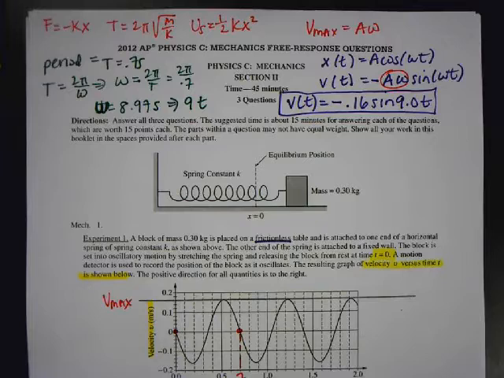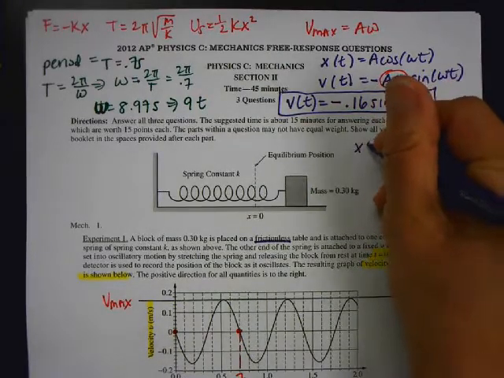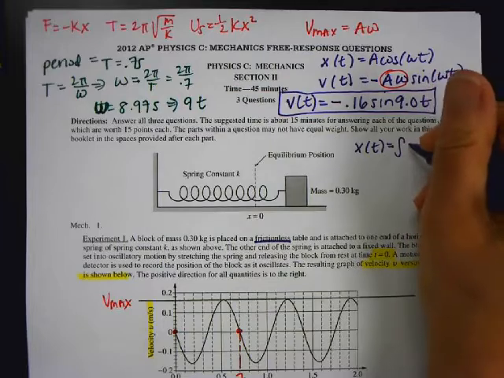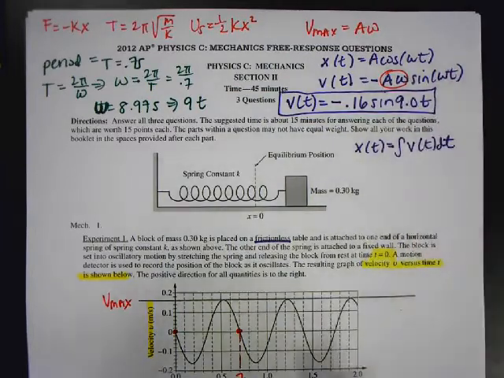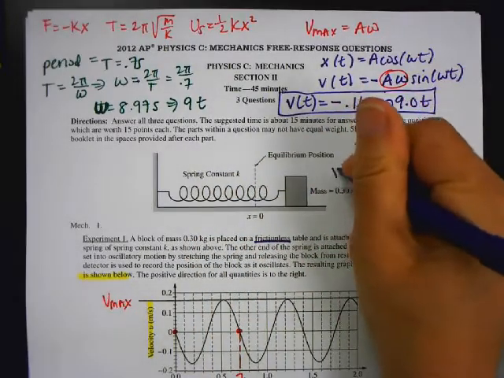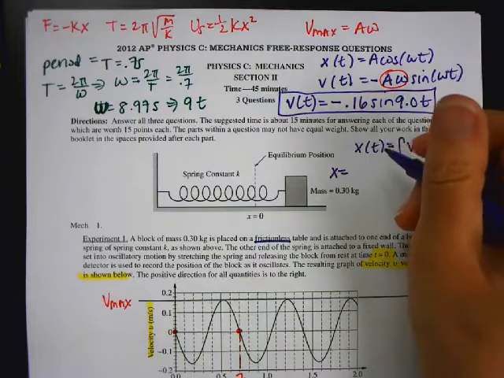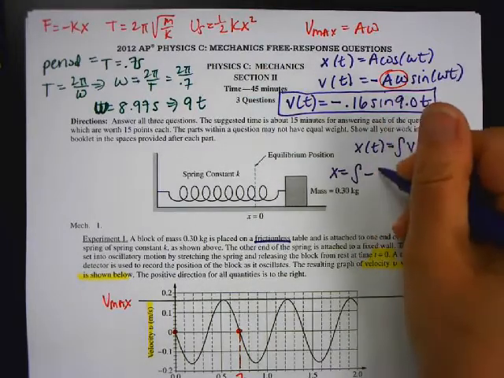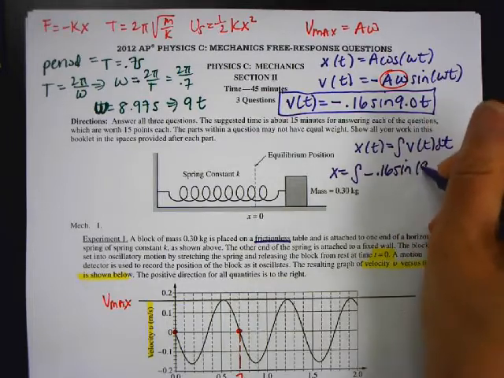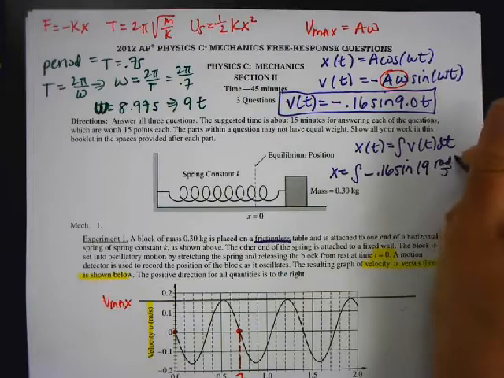It says, given the equilibrium position is x equal to 0, determine the equation for x versus t, including numerical values. There's two ways you can do this. You can say, this is my equation for v versus t, and if I integrate that, I'll get x versus t. So x of t is equal to the integral of v sub t dt, and you would substitute in your values and end up with your answer. So you would integrate negative 0.16 sine of 9t, remember, that's in radians per second.